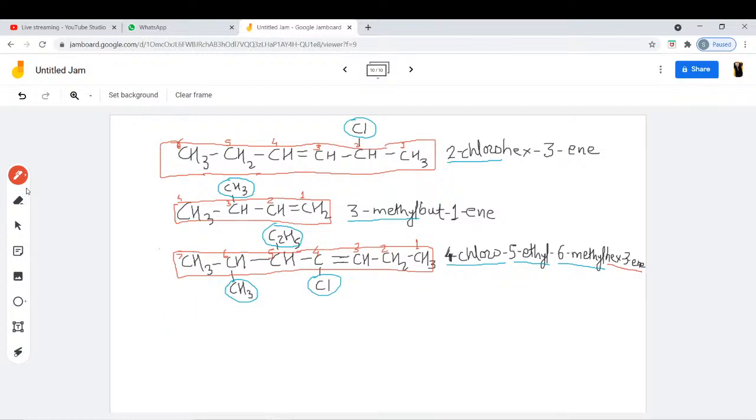So you can take many more examples by yourself. I will take it tomorrow. We will take up the nomenclature of alkynes, about alkynes, not now, tomorrow.